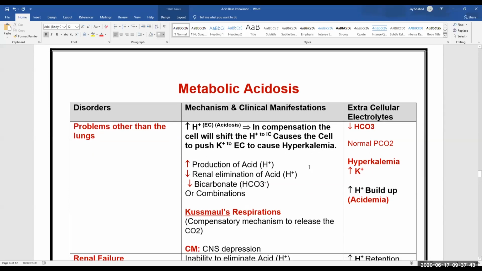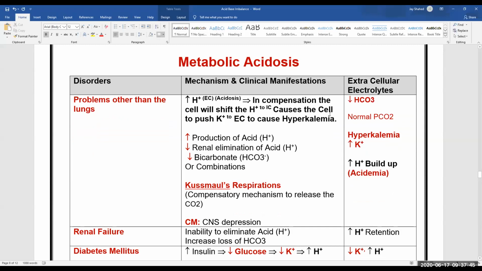All right, so metabolic acidosis, metabolic alkalosis, we said it has something to do with what? With the HCO3 in general, okay? And these are problems other than the lungs. So when we are dealing with metabolic, don't think about lung issues. If you look at the scenario of your patient and they have lung issues, think respiratory. If they're saying diabetic ketoacidosis, gastric stuff, renal stuff, all that, you think metabolic.